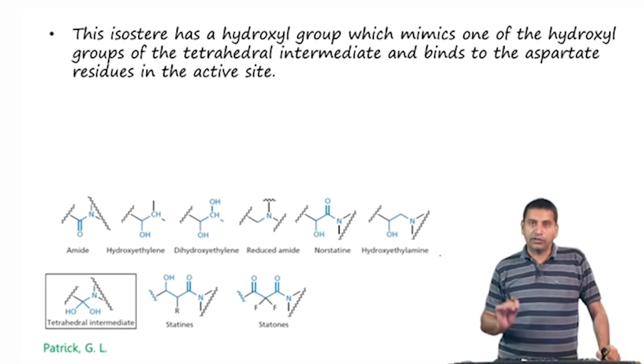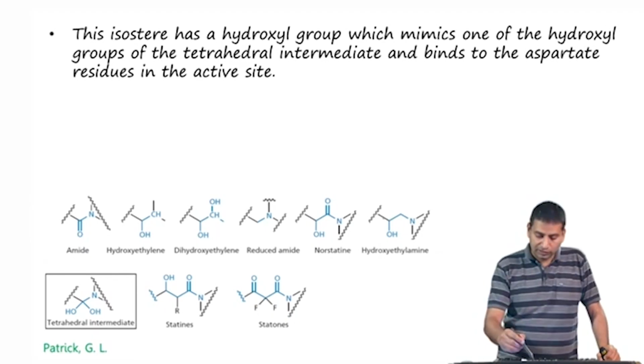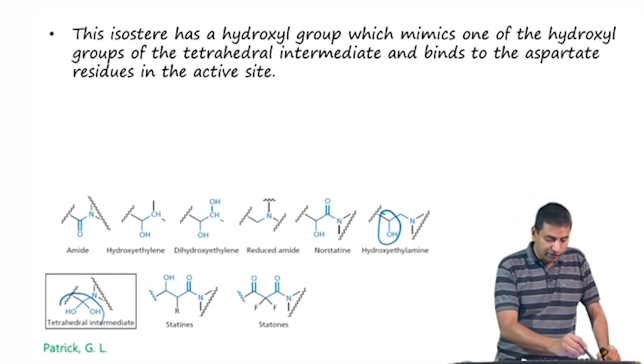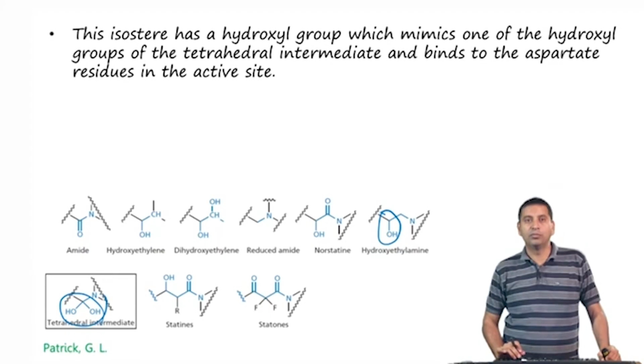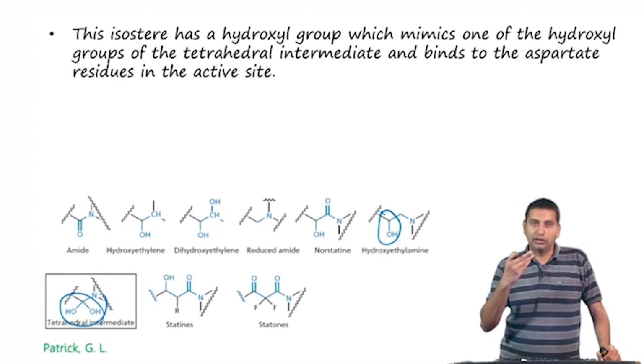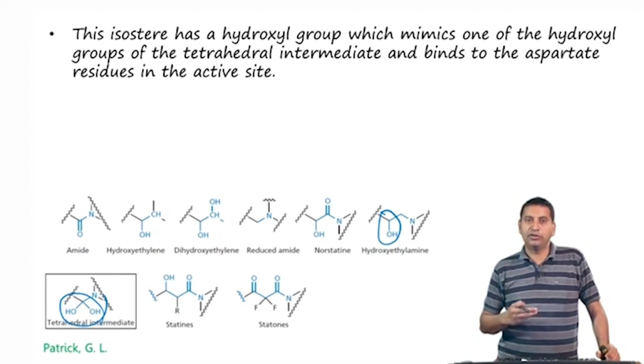So, this isostere has a hydroxyl group which mimics one of the hydroxyl groups in the tetrahedral intermediate. So, here is the tetrahedral intermediate and here is the hydroxyl group, and therefore, it can bind to the aspartate residues in the active site.